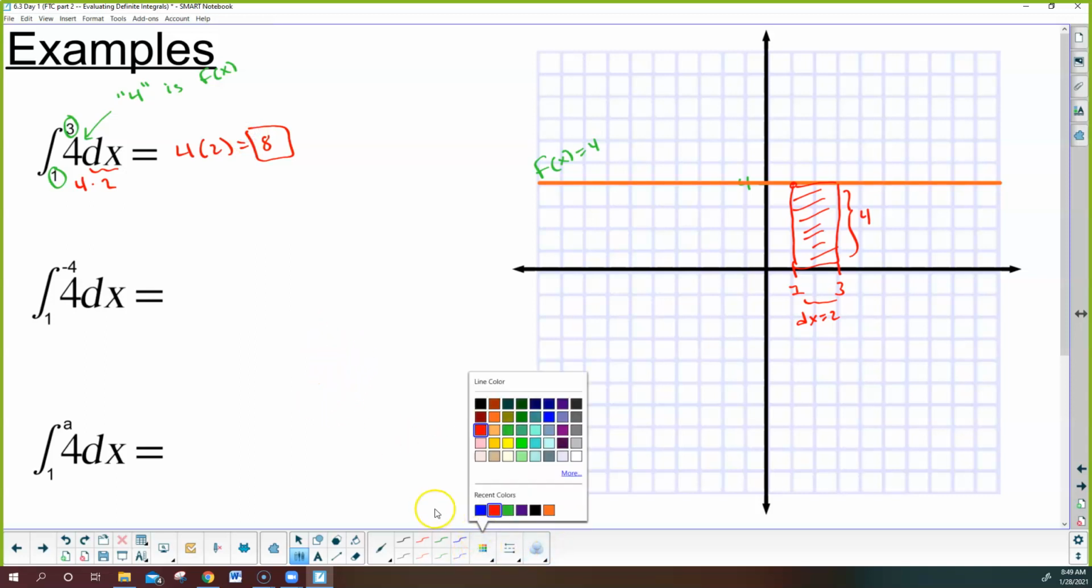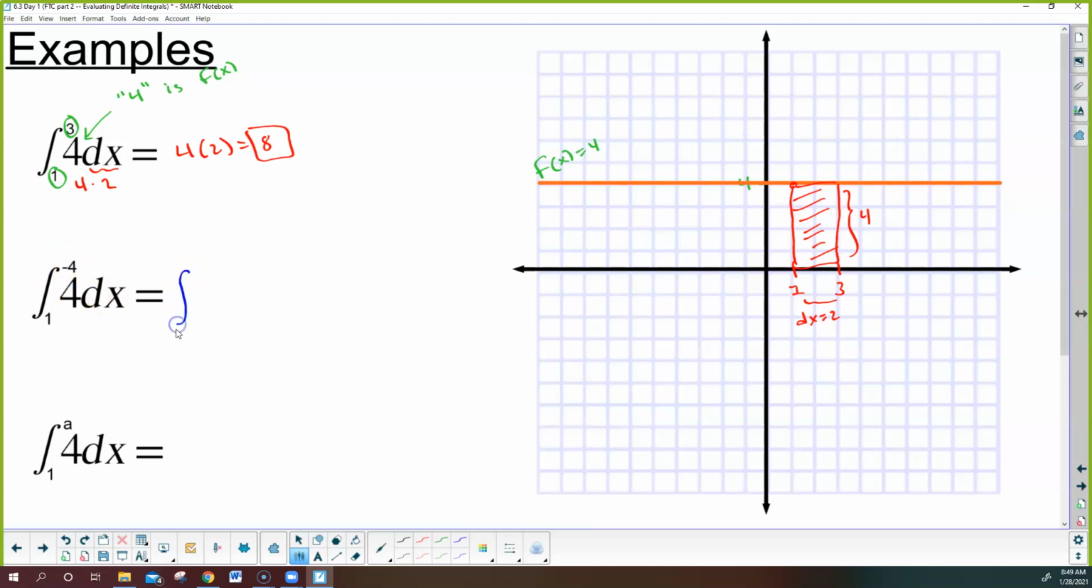Okay, so what if I ask you to do from 1 to -4? Now here's where you have to be careful. Notice, look at the bounds. We always want the smallest one to be on the bottom. In this case, -4 is up top. So what I'm going to do first is apply that property that I learned, because we always want to calculate area from left to right, almost like you're reading a sentence. So I'm going to put -4 to 1 of 4 dx.